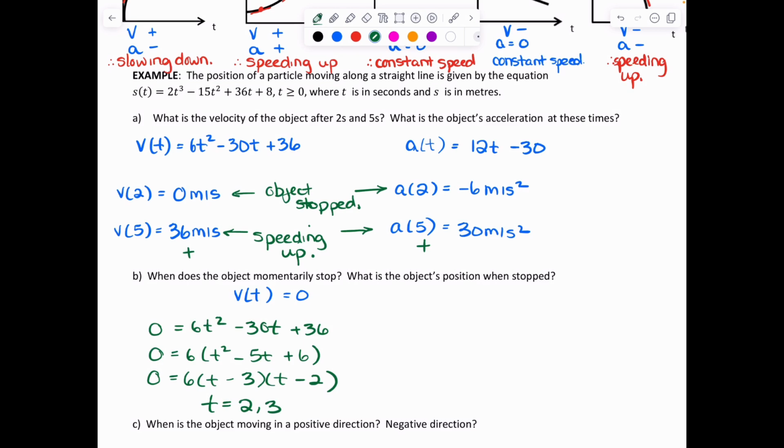And then the second part of the question asks, what is the object's position when stopped? So to find the position is s at t, so we can find s at 2, and we can find s at 3, and note its position when it stops. So go ahead and plug those numbers in, pause the video, and make sure that you got the right answers. Okay, so at 2 seconds, you should get 36 units or meters, and at 3 seconds, 35 meters.